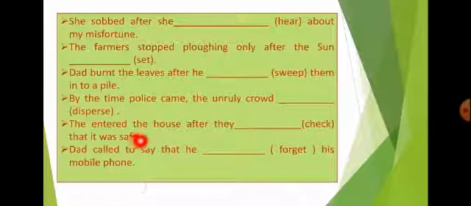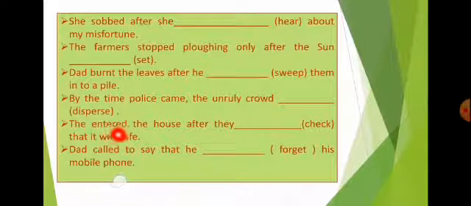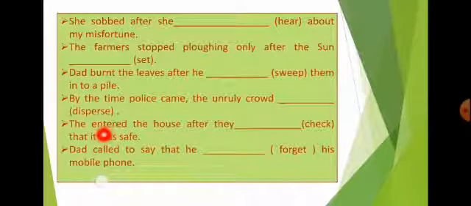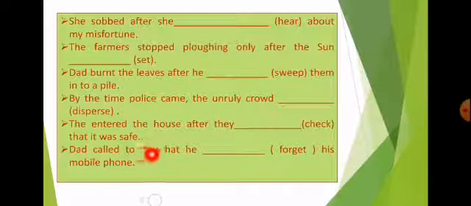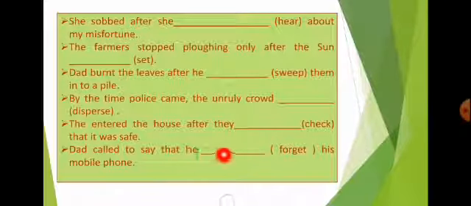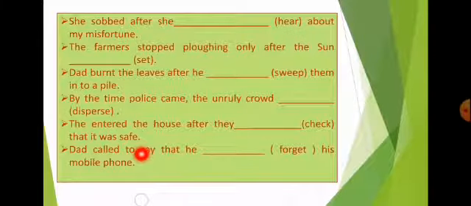The thief entered the house after they had checked that it was safe. What you have to do, first you will underline entered. That is the past tense verb, second form of the verb. And then in the blank you will write had, and then you will change check into checked, third form of the verb. Had checked.